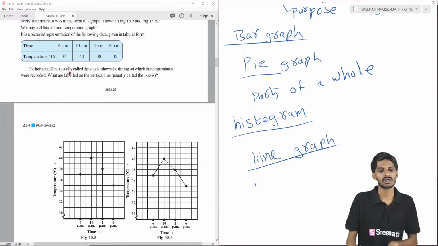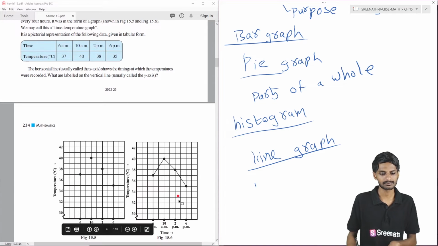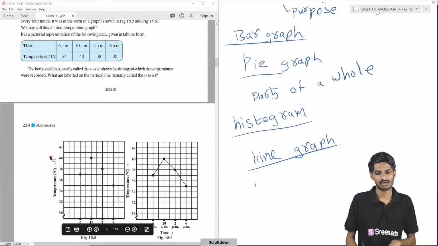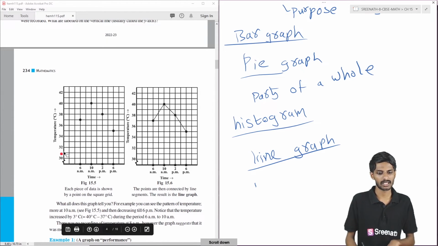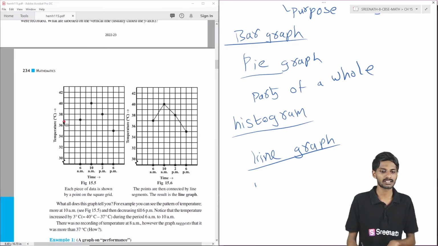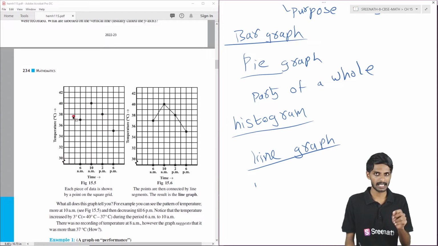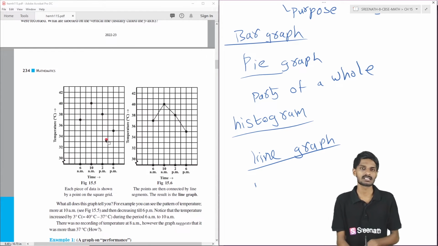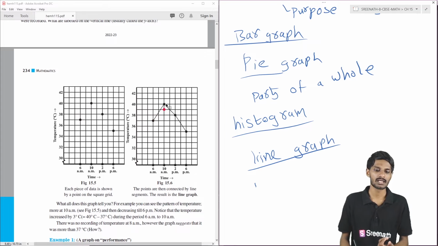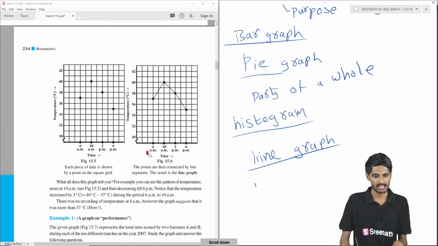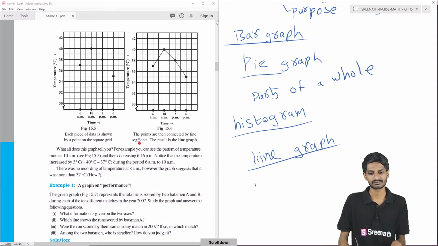In this case, we have taken the time on the x-axis and the temperature on the y-axis. Okay, students, like that. At 6 a.m. the temperature is around 37, and at 10 a.m. it is 40. So we have represented the data with dotted points. After that, we have connected them with straight lines, line segments, students.